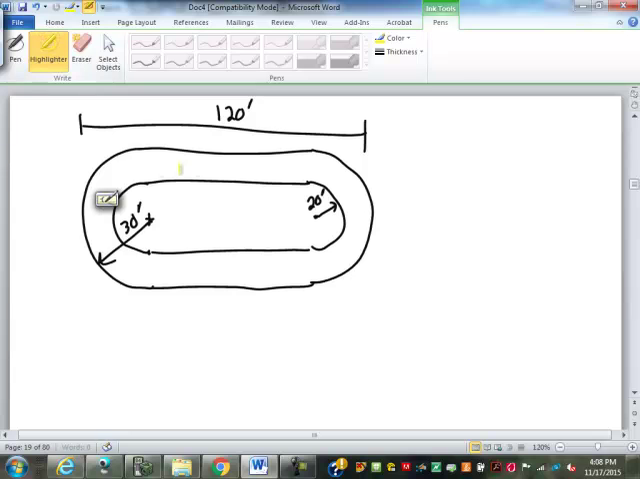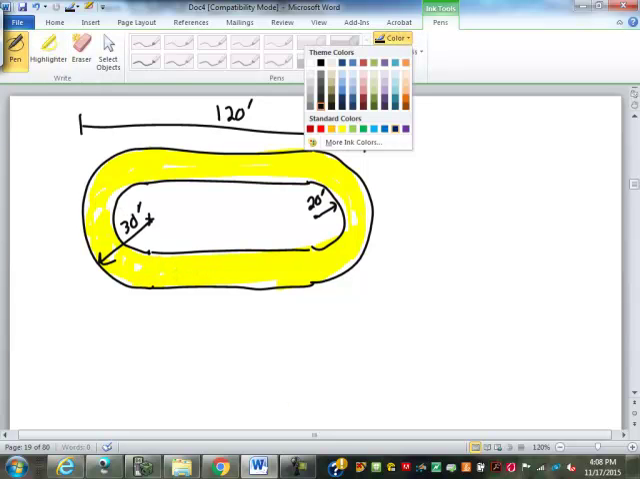What I want you to find here is the area of this track type shape. So the part that I'm coloring in with highlighter here. Find that area. I will pause the recording for you for a while. Give you a little time to work on it.